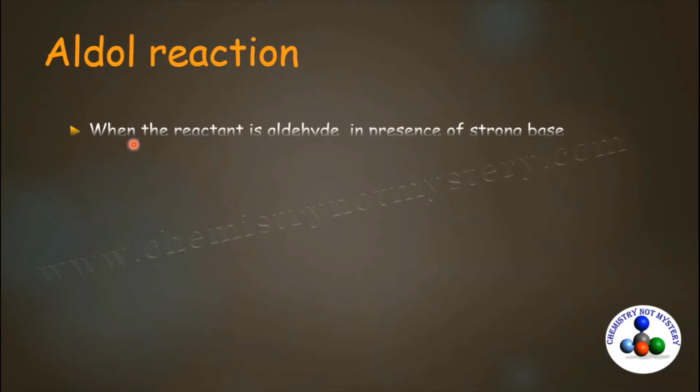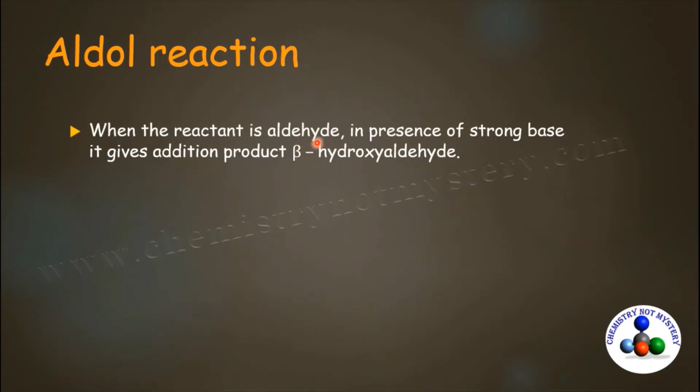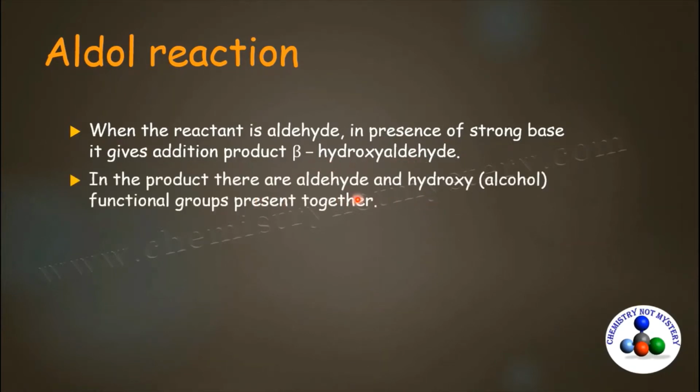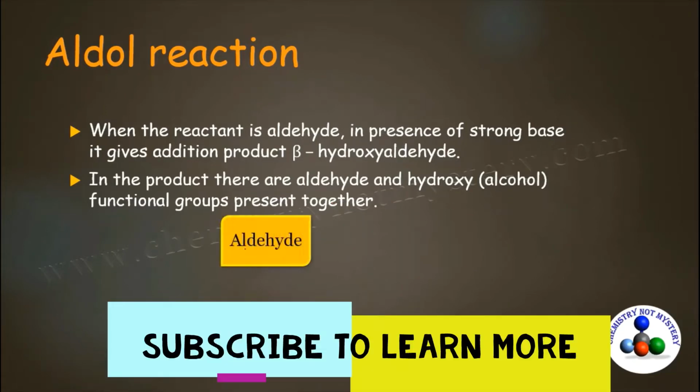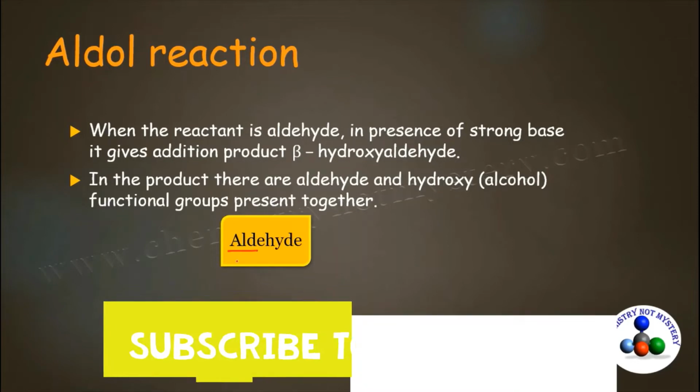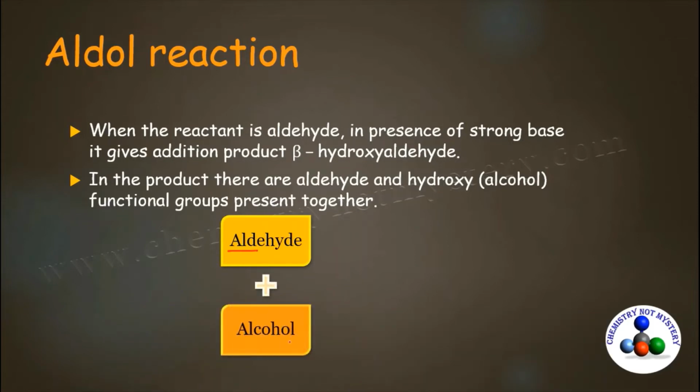In aldol reaction, aldehydes are the reactant and in presence of a strong base, they give an addition product named beta hydroxyaldehyde. In the product, aldehyde and hydroxy or alcohol group both are present together. But how does the name aldol come from? It comes from aldehyde and alcohol. From aldehyde, ALD is taken and from alcohol, OL is taken. And on combining both of them, we get aldol.